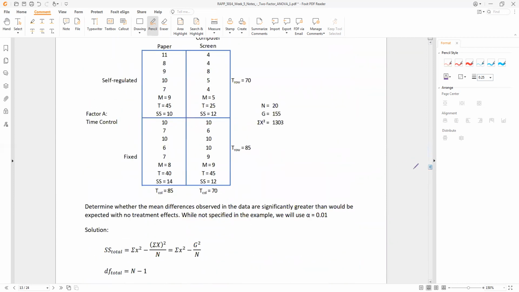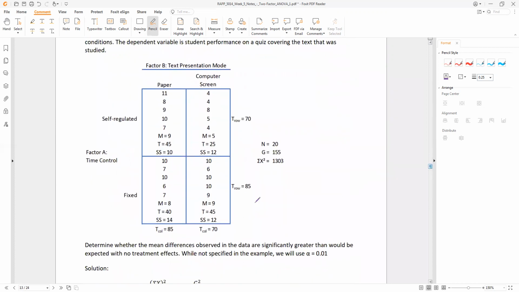So here is our example. All right, we've got these 4 different groups, right? And we got the raw data. We have 5 people in each group. We have the totals for each group. They're already added up, the totals there.